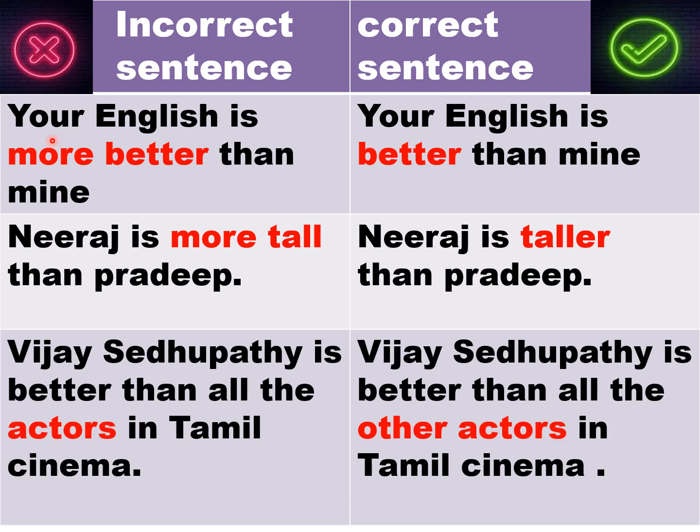Your English is more better than mine. Neeraj is more tall than Pradeep. We must not use double comparatives, more better and more tall. Instead of more better and more tall, we must use better and taller. See the correct sentence. Your English is better than mine. And instead of Neeraj is more tall than Pradeep, we must write Neeraj is taller than Pradeep.